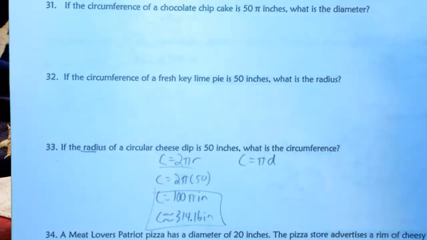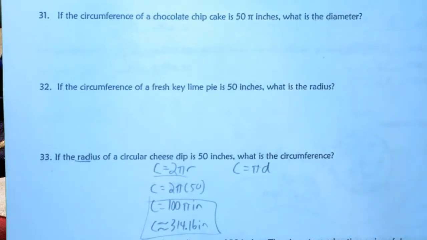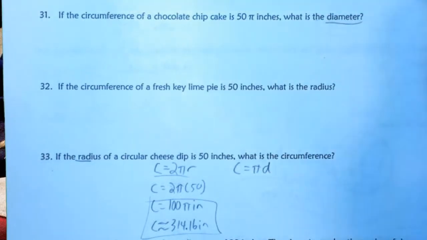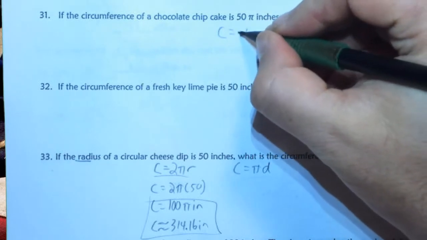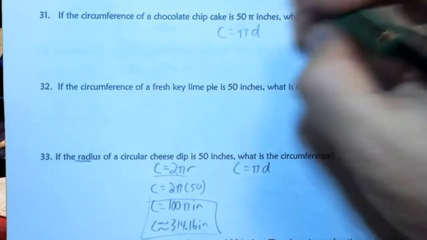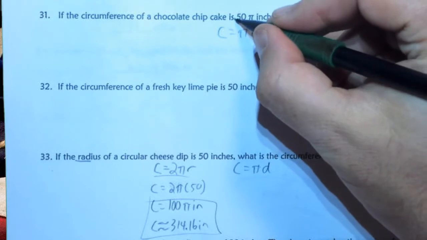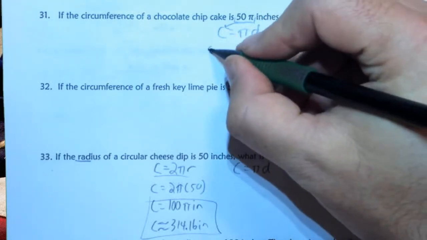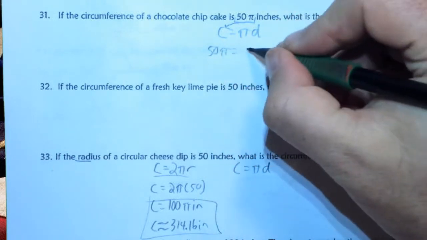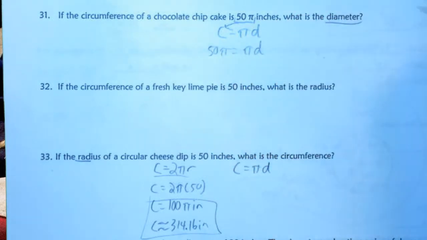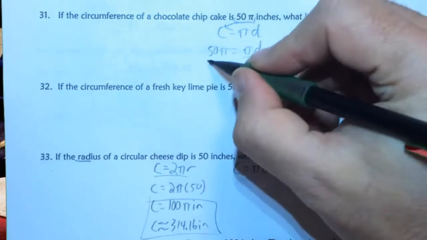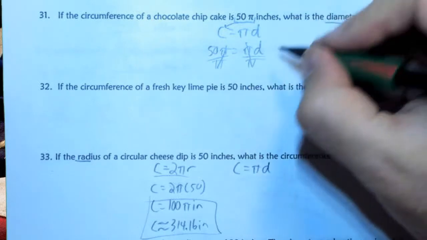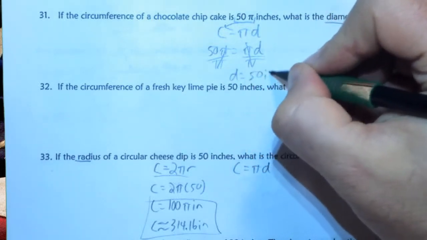Now, for our first two, if I give you the circumference and ask you to find the diameter or the radius. So for this one, since it asks for diameter, we're going to use C equals pi times diameter. Well, I'm going to plug in 50 pi for the circumference, so that's going to go in here. So 50 pi is equal to pi times diameter. Well, if I divide both sides by pi, then that means I'm left with just the diameter equals 50 inches.